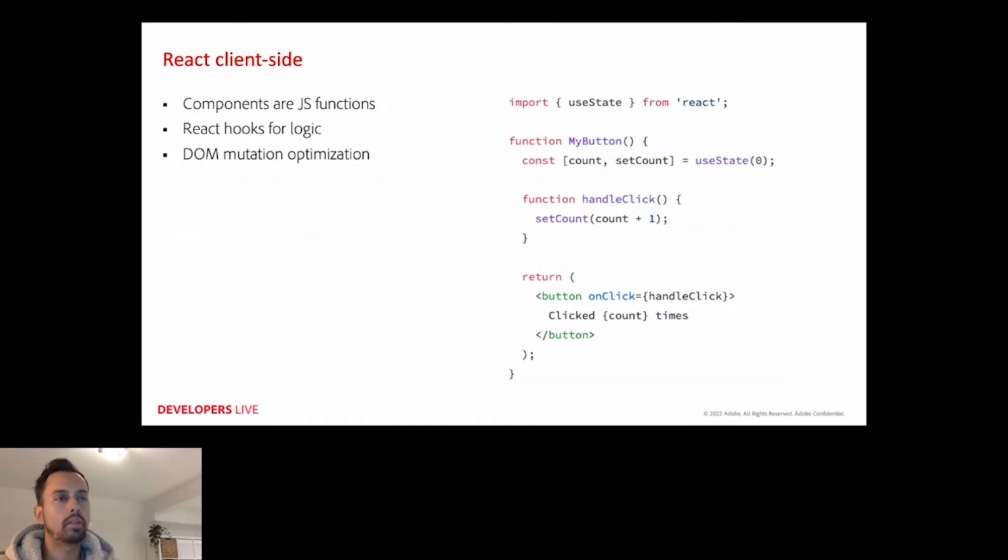Here's an example of a simple React component called myButton. When clicked, it will increment an internal counter and display the current counter value. As you can see, the component is just a JavaScript function. And okay, let's start from the top. First, we import a state hook from React, which will help us to define the counter state.